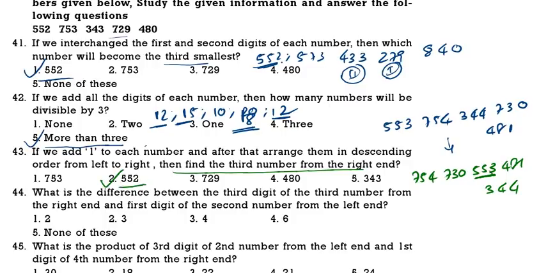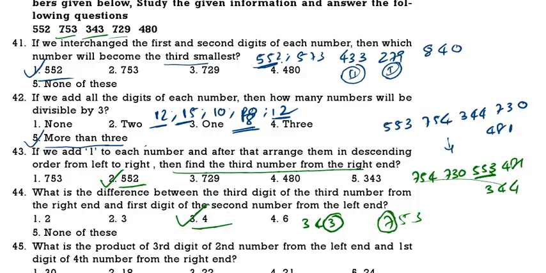What is the difference between the third digit of the third number from right hand and the first digit of the second number from left hand? Third number from right hand is 343, in this the third digit is 3. First digit of the second number from left hand, that is 753, the first digit is 7. So now what is the difference of 7 and 3? So the difference of 7 and 3 is 4.